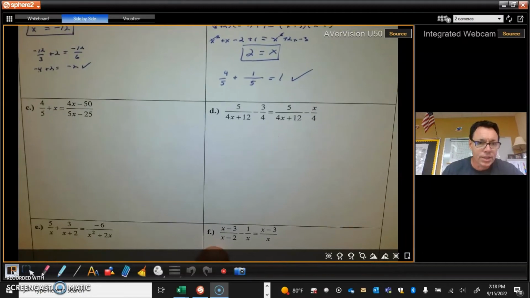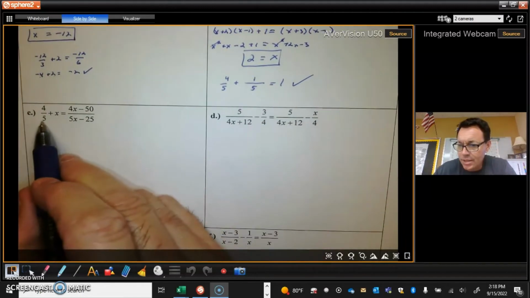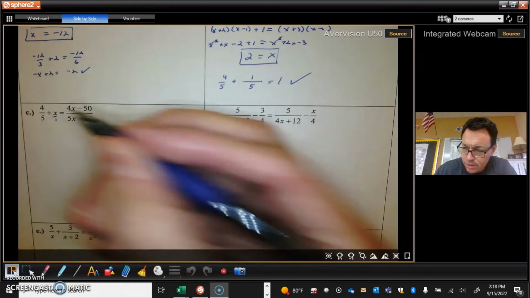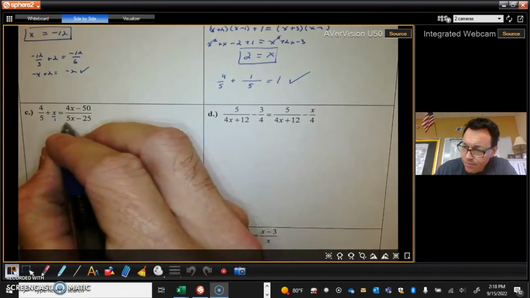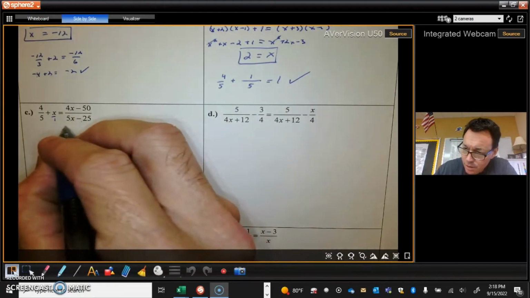All right, let's take a look at example C. Again, I've got a denominator. This is just over 1, so that's no biggie. But let's factor this.